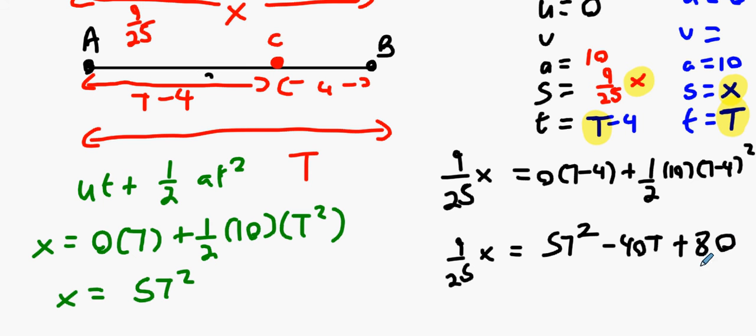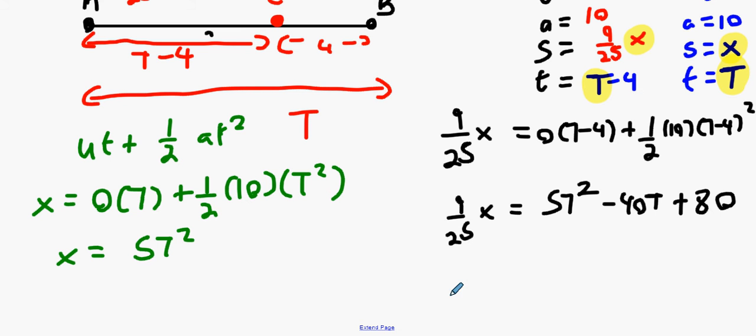Now, suppose what I might do here is this. I'll just say that 9x equals, multiply this by 25, 225t squared minus 1000t plus 2000. Is that alright? Plus 2000.